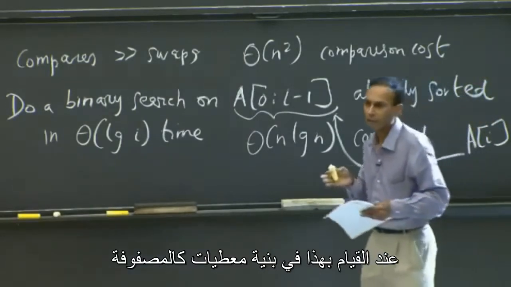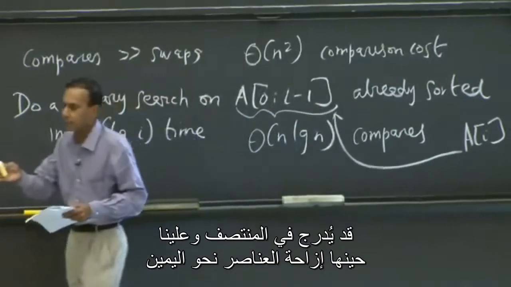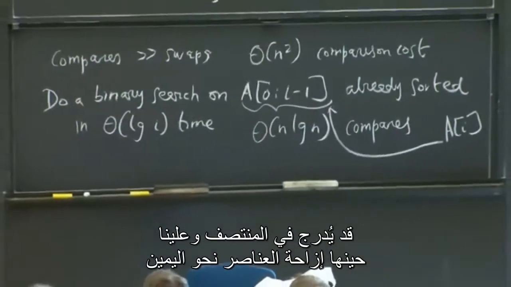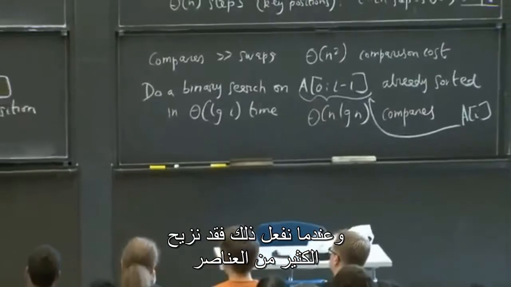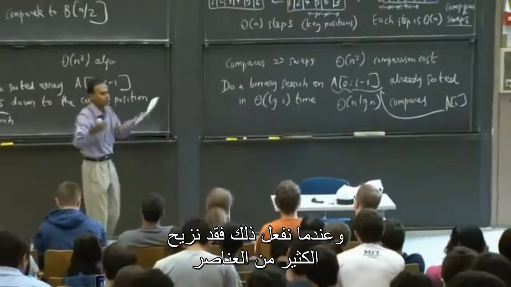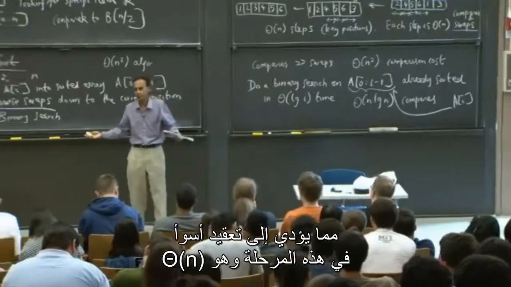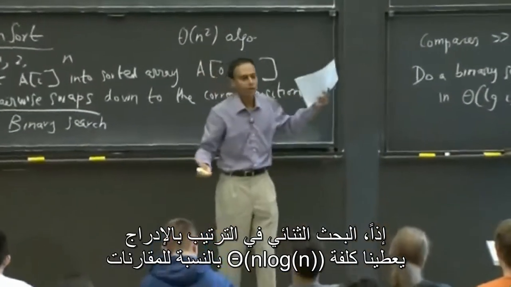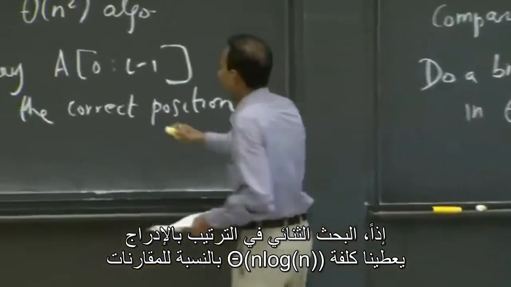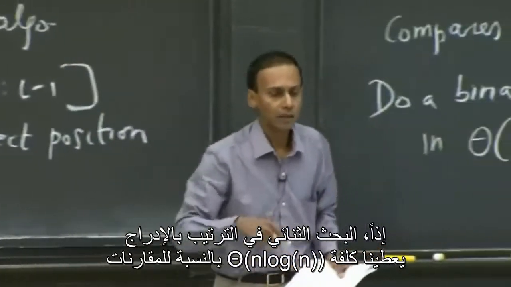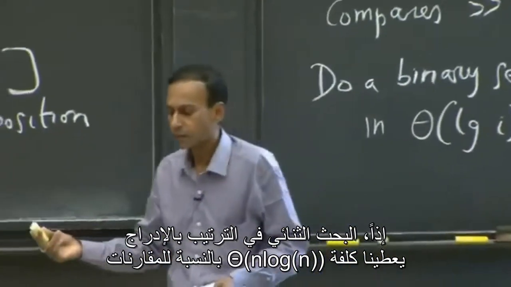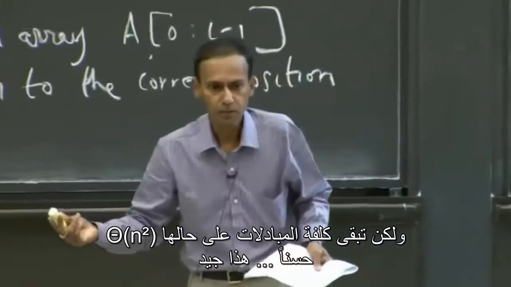And when you do that, if you have an array structure, it might get into the middle, and you have to shift things over to the right. And when you shift things over to the right, in the worst case, you may be shifting a lot of things over to the right, and that gives back the worst case complexity of theta n. Okay? So a binary search in insertion sort gives you theta n log n for compares, but it's still theta n squared for swaps. All right?